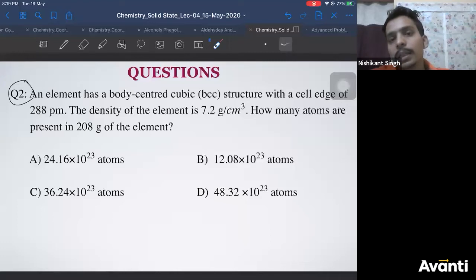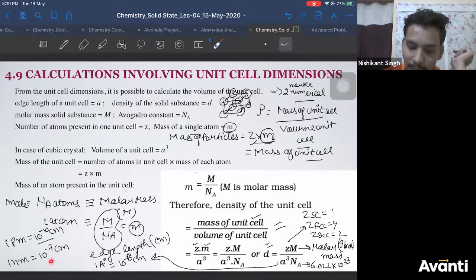Sanat, nanometer is 10 power minus 9 meter. I have written 10 power minus 7 centimeter, Sanat. So kindly check that.